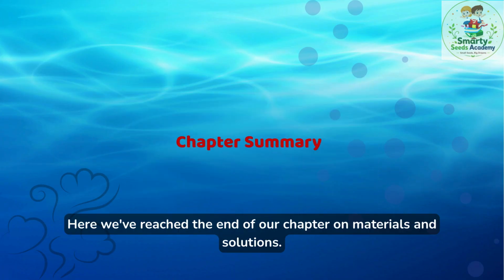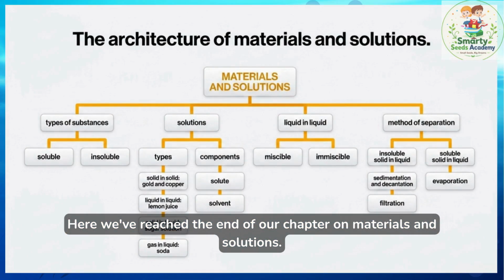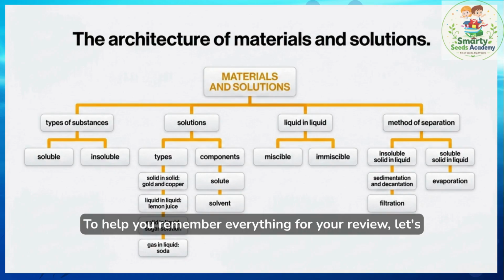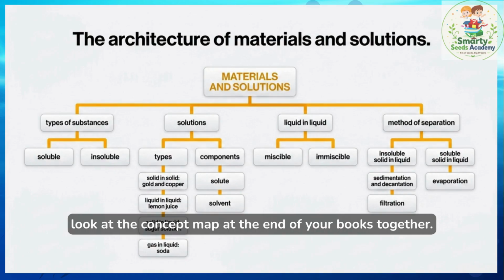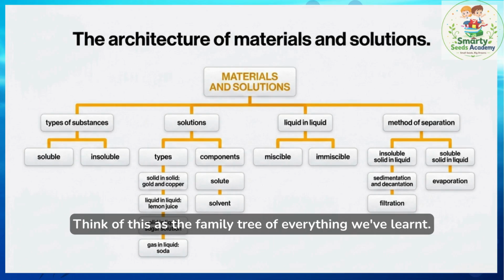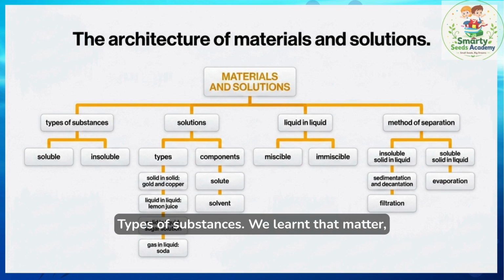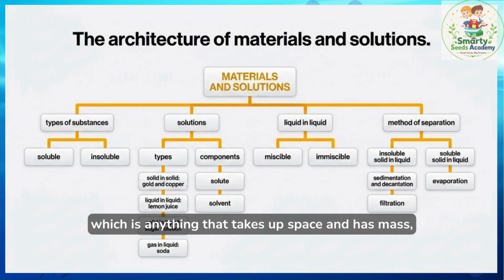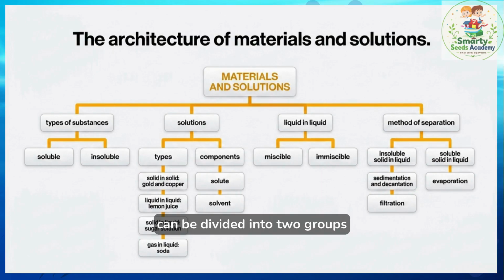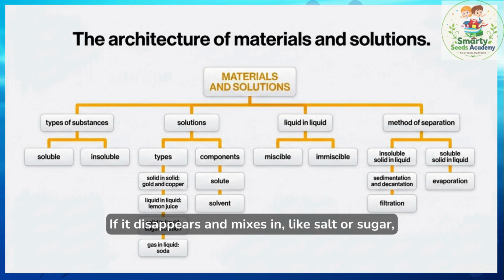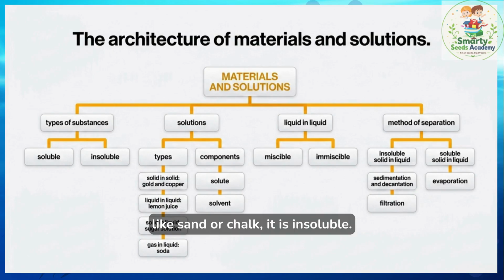Alright class, here we've reached the end of our chapter on materials and solutions. To help you remember everything for your review, let's look at the concept map at the end of your books together. Think of this as the family tree of everything we've learned. First, look at the far left branch. Types of substances. We learned that matter, which is anything that takes up space and has mass, can be divided into two groups when we put it or mix it in water. If it disappears and mixes in, like salt or sugar, it is soluble. If it just sits there and refuses to mix, like sand or chalk, it is insoluble.